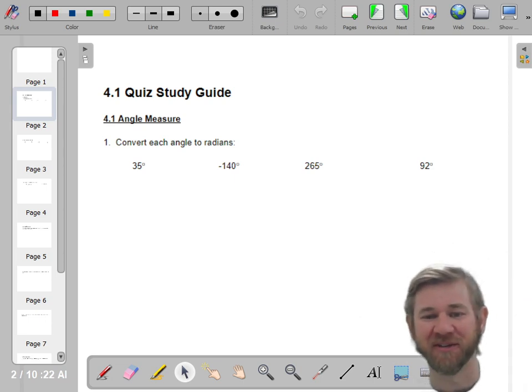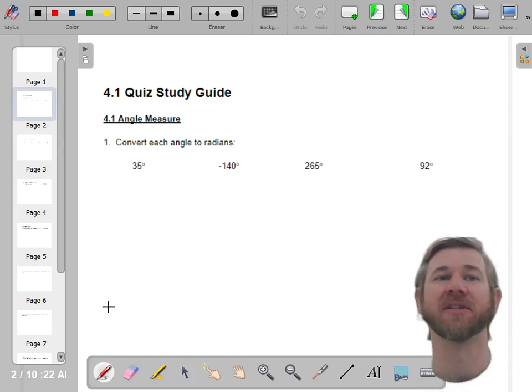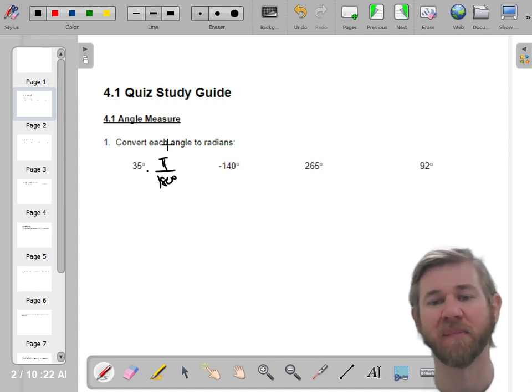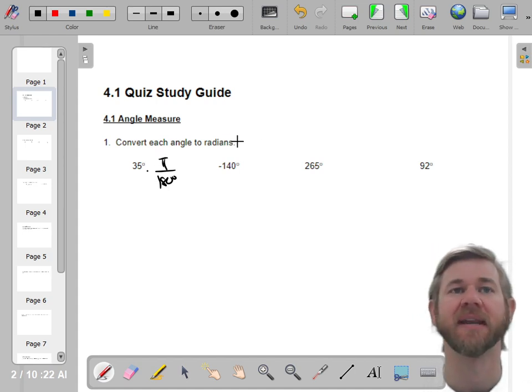So we're going to do some quiz review here. First thing, let's just practice converting from degrees to radians. Remember, if you're trying to get rid of degrees, you want to put degrees in the denominator, and that means you're going to multiply essentially by pi over 180. Pi radians is 180 degrees.